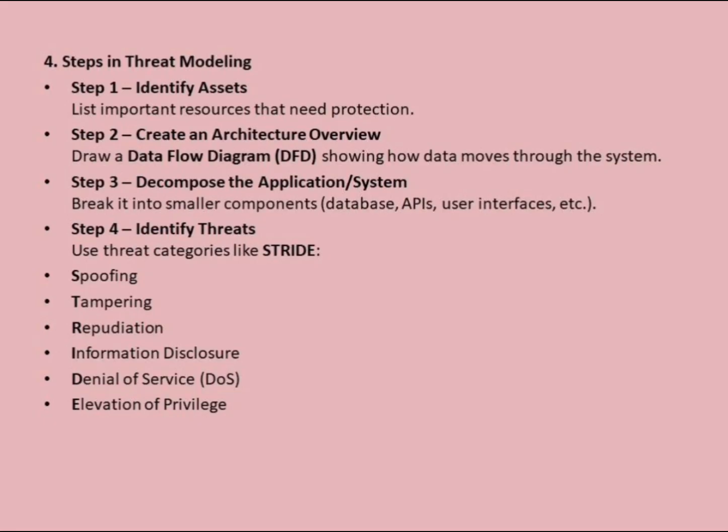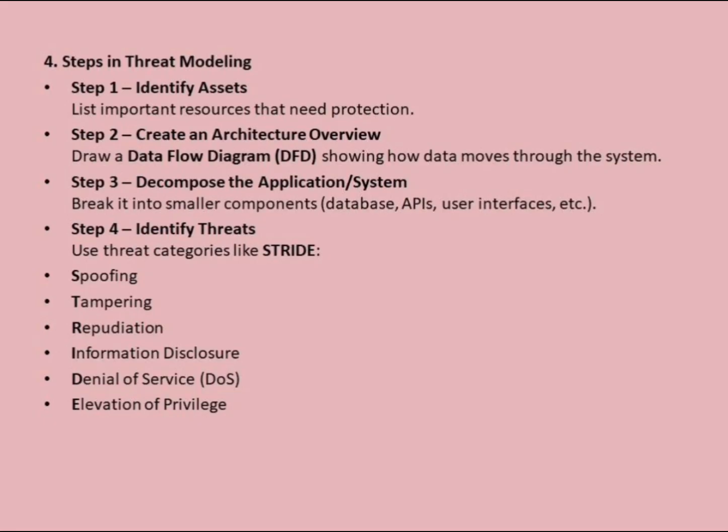The second step is to create an architecture overview, which usually involves drawing a data flow diagram, DFD. A DFD shows how data moves through the system, including where it is stored, processed, and transmitted. For example, in a shopping website, data flows from the user's browser to the web server, then to the payment gateway and database. This helps in visualizing weak points where data could be intercepted or altered.